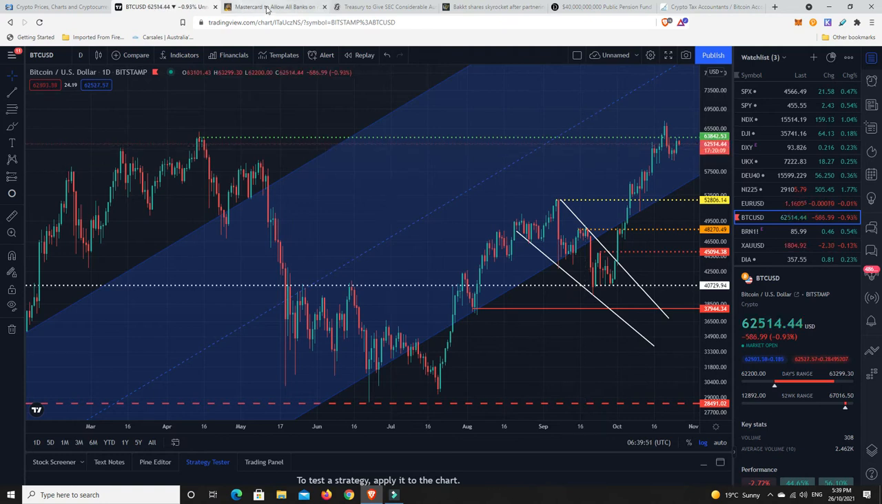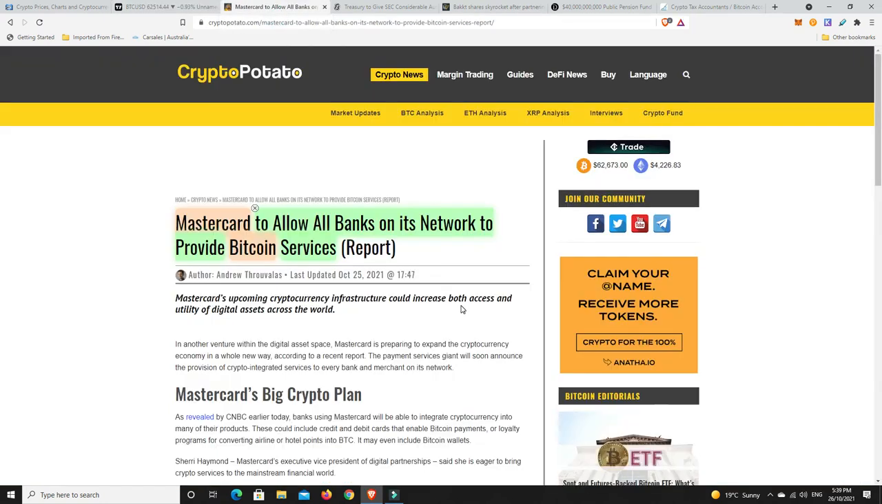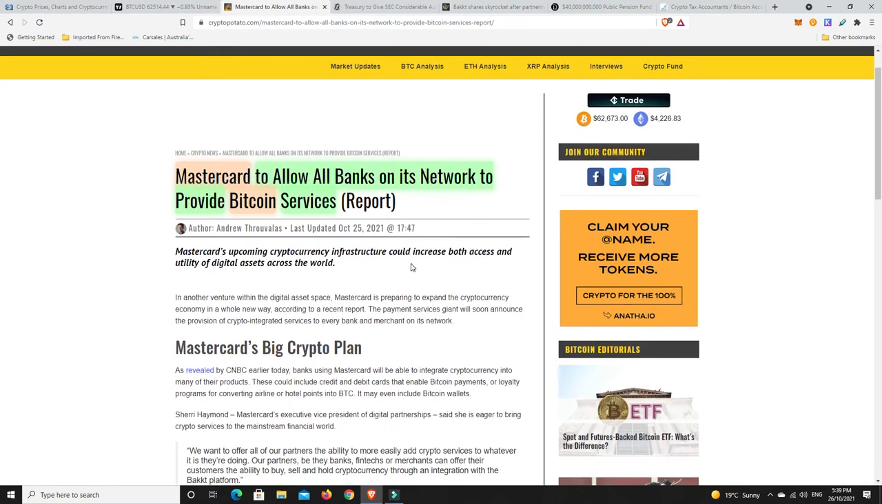But anyway, moving on, only a couple of stories I want to look at. Look, MasterCard making some big moves. They're going to allow all banks on its network to provide Bitcoin services. And I don't think it's just Bitcoin services. I think it's going to be crypto services. USDC is going to be part of it.